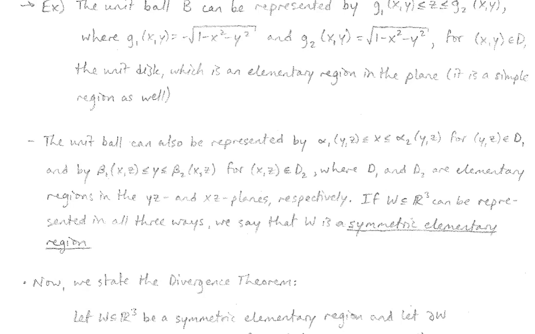So when you have this flexibility, when you can take any variable, x, y, or z, and make one of them be bounded by two functions of the other two variables, and these two bounding functions have a common domain that is a nice connected region with no holes, no gaps, it's not broken up, then your region in R3, W, we say that it's a symmetric elementary region.